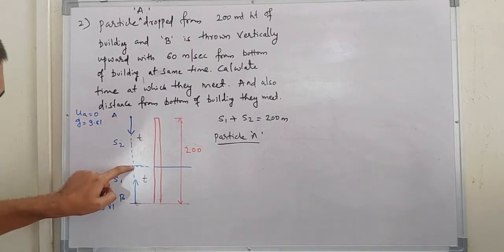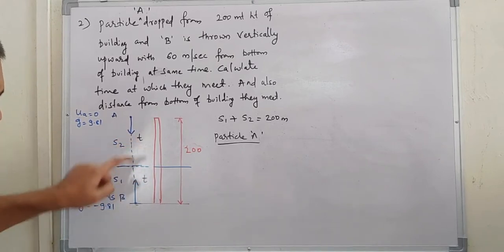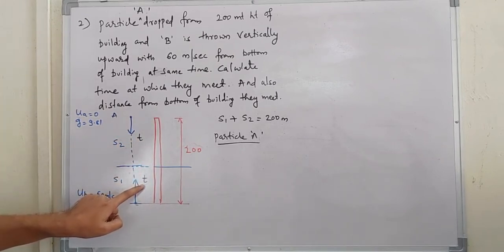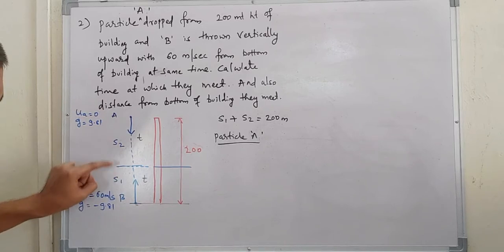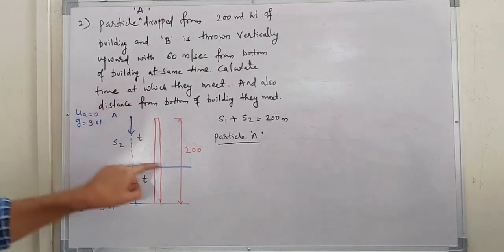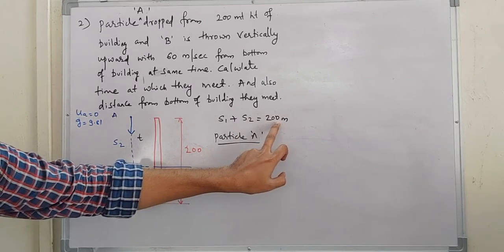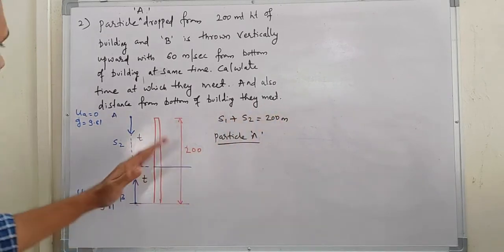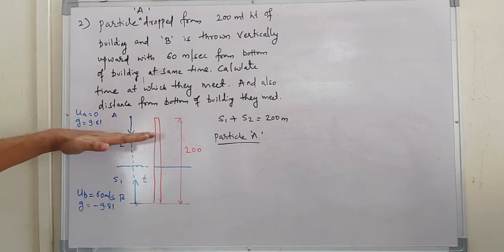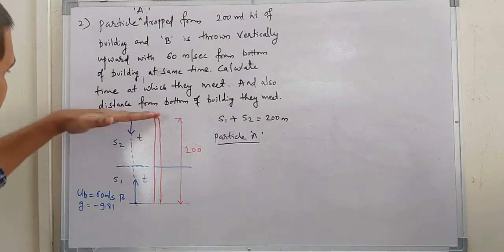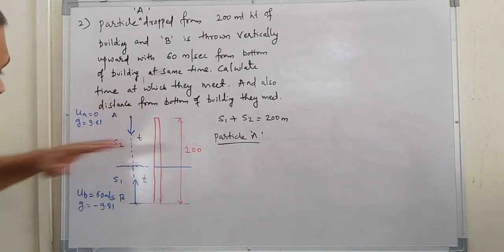When they meet at a common point, they would have taken the same time, t seconds. Similarly, when you add up S1 plus S2, it has to be the total height of the building, which has to be 200 meters. Now in this problem, we'll look into two different portions. One is the motion of particle A and one is the motion of particle B.